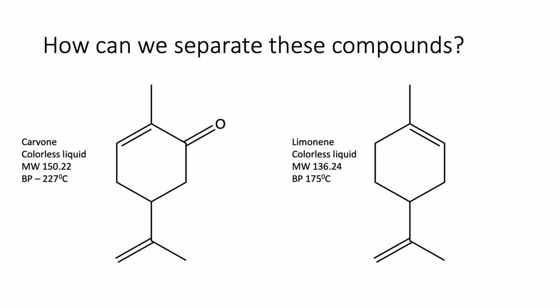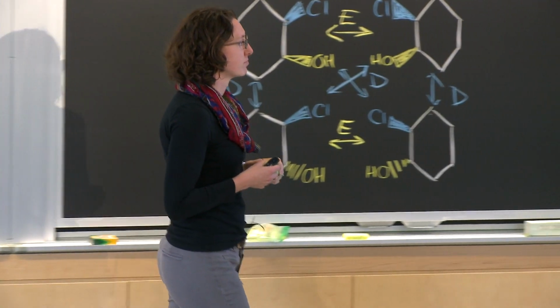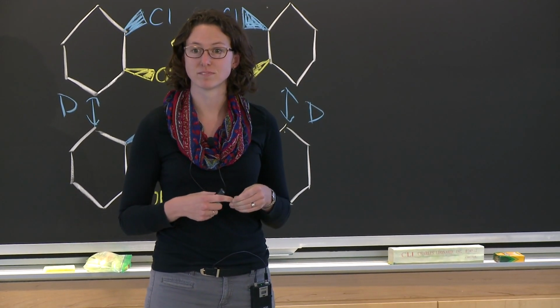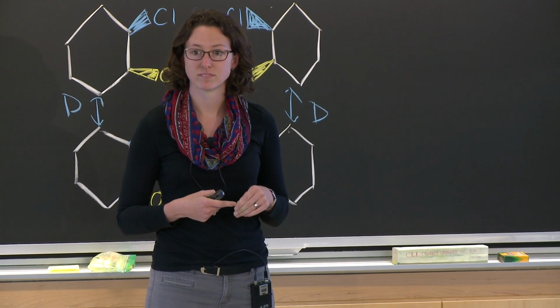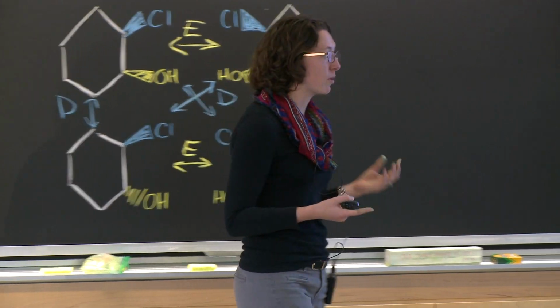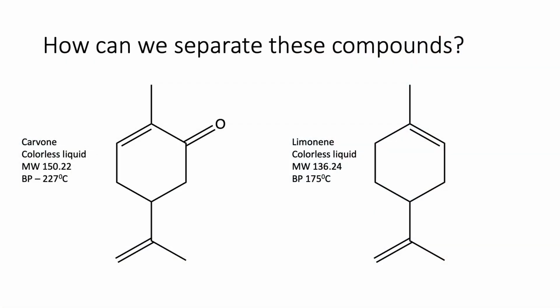So if we look at these two compounds side by side, how are we going to separate them? Alec? Carvone has an oxygen, so it's more polar than the limonene? Yeah, so one way you could think about separating these is, they're very similar in structure, but the only major difference here is this oxygen, which makes the carvone slightly more polar. So you could think about using some sort of chromatographic technique, maybe, like we did before, to separate them based on polarity. So that's one way we could do it.